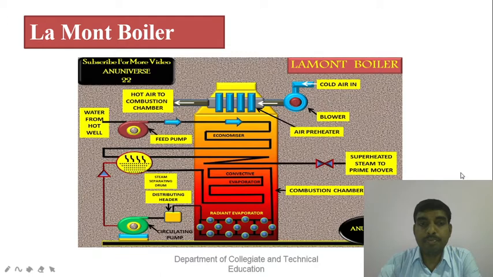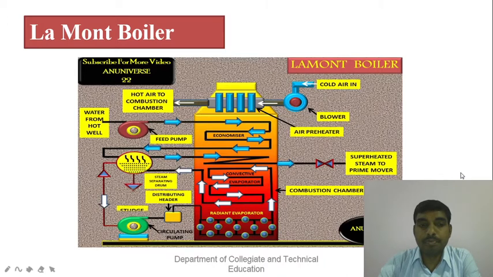Here we can see the direction of the water coming out from the feed pump to the economizer, and from the economizer it goes to the steam separating drum, and from the steam separating drum the saturated steam goes toward the superheater. Water comes toward the centrifugal pump, and from the centrifugal pump it is supplied to the evaporator tubes, and from the evaporator tubes it goes toward the steam separating drum. And these are the exhaust gases.